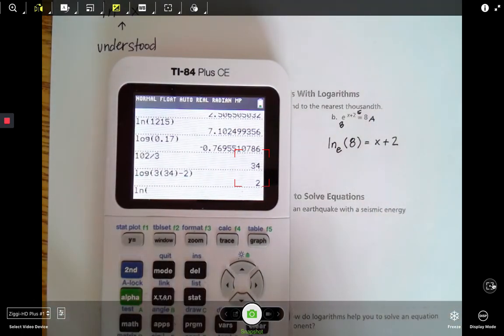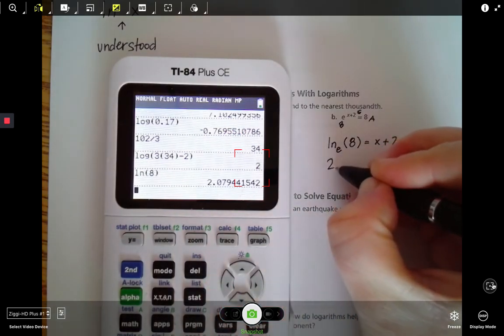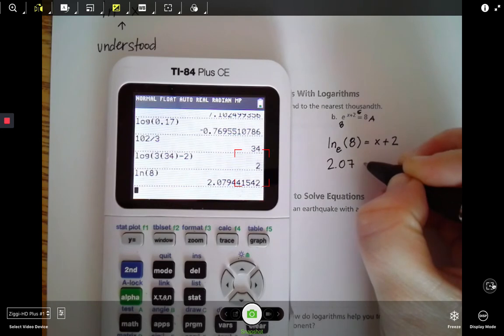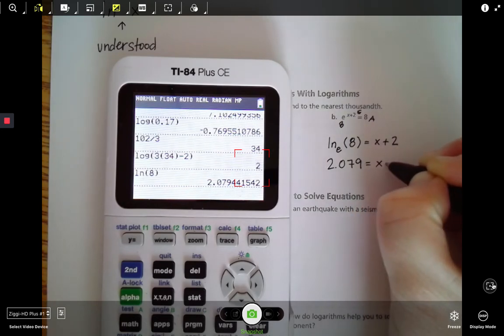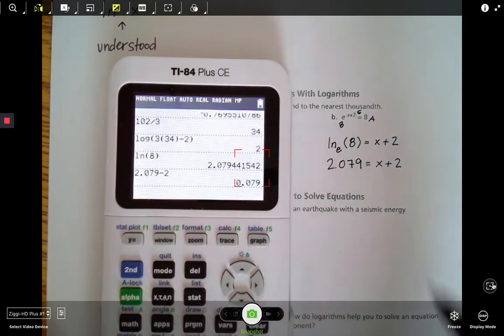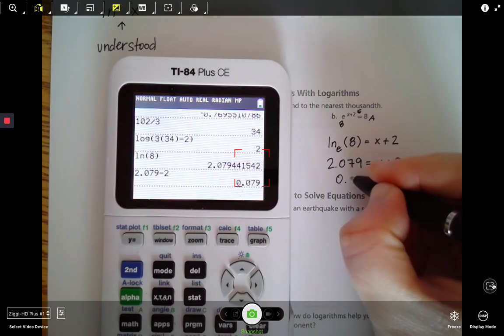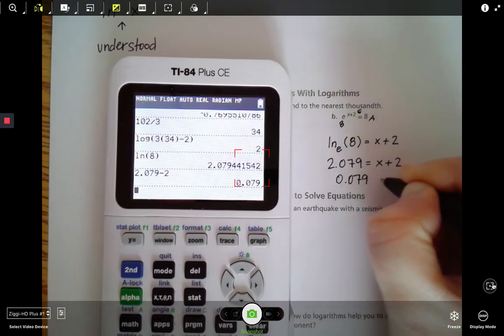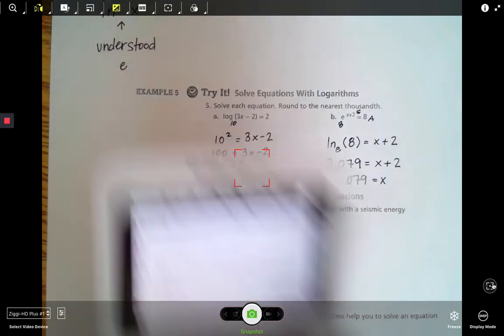So natural log of 8, we're rounding to the nearest thousandth, is 2.079, which is equal to x plus 2. 2.079 minus 2 is 0.079, which is equal to x.